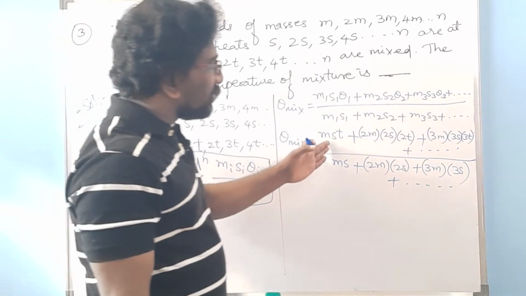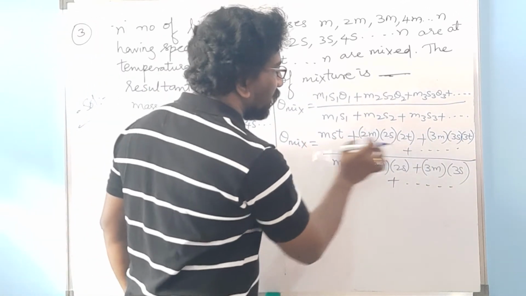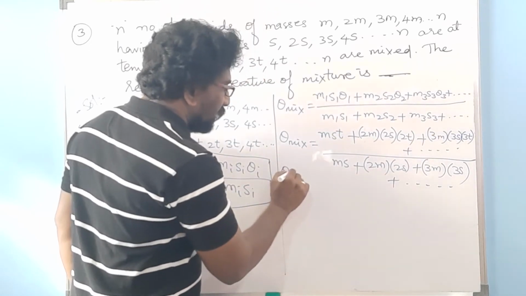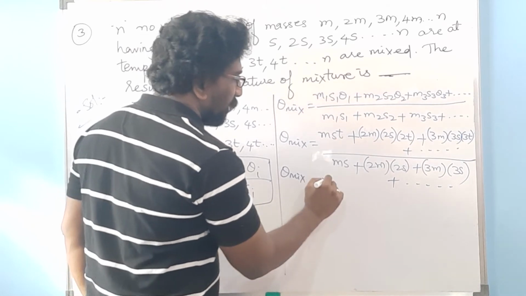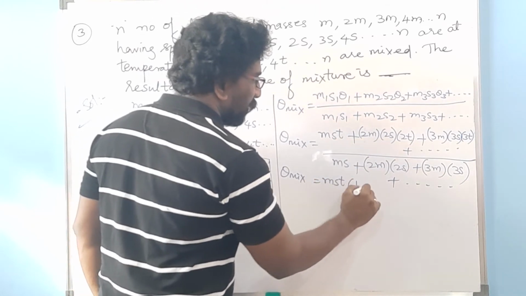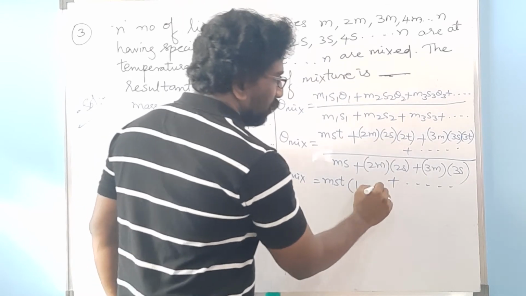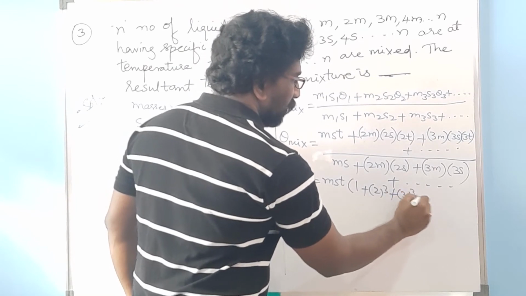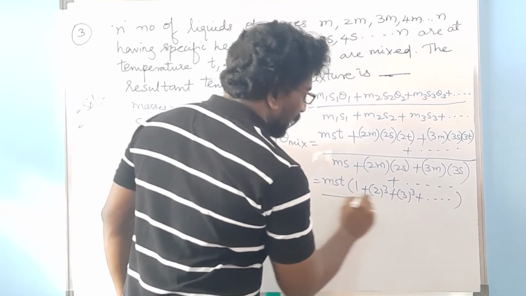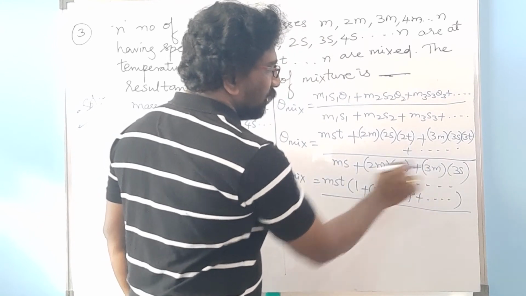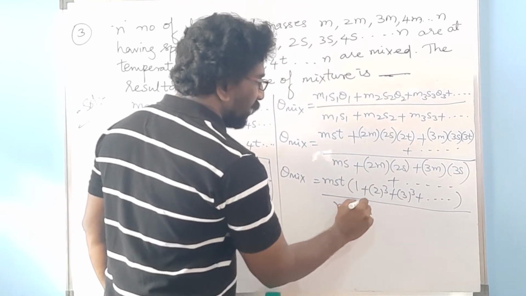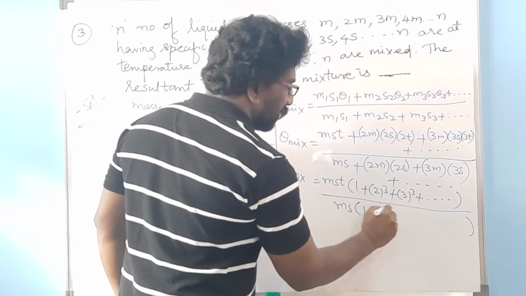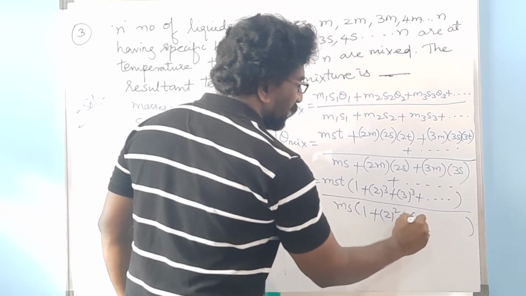Okay. So now let us take the common of this one. In the numerator, you will be having a product of m s t, so it becomes theta mix equal to m s t times 1 plus 2 into 2 into 2, it's a 2 cube, plus 3 into 3 into 3, it is a 3 cube, plus so on. Then divided by, here also m s is common in the denominator. If you take m s common, it becomes 1 plus 2 into 2, which is 2 square, plus 3 into 3, it becomes 3 square.